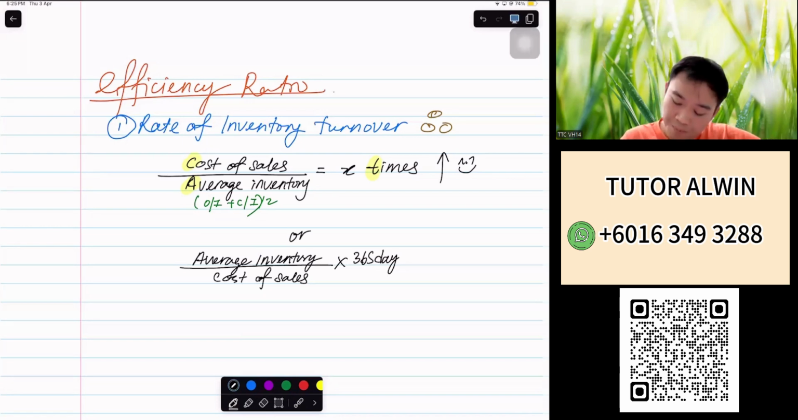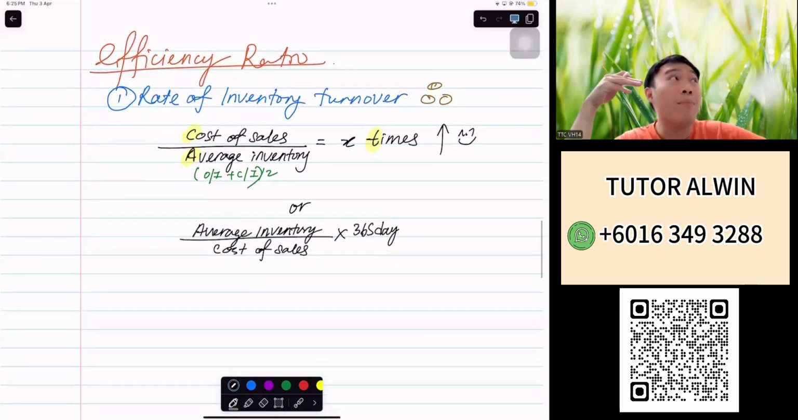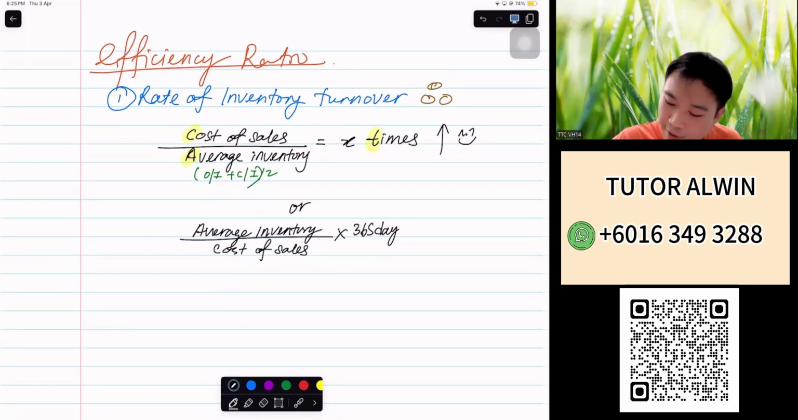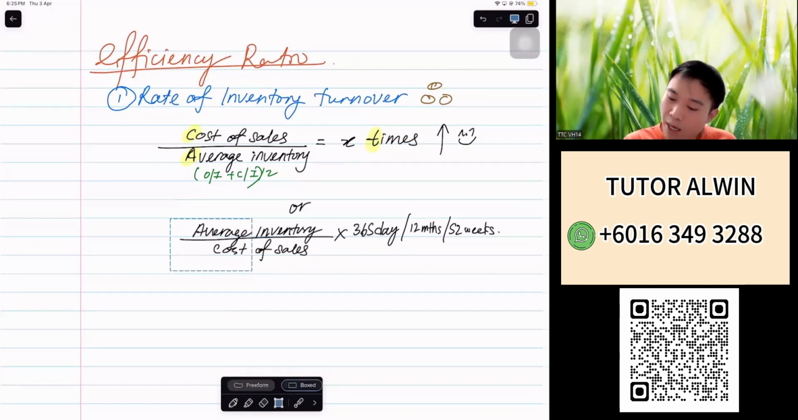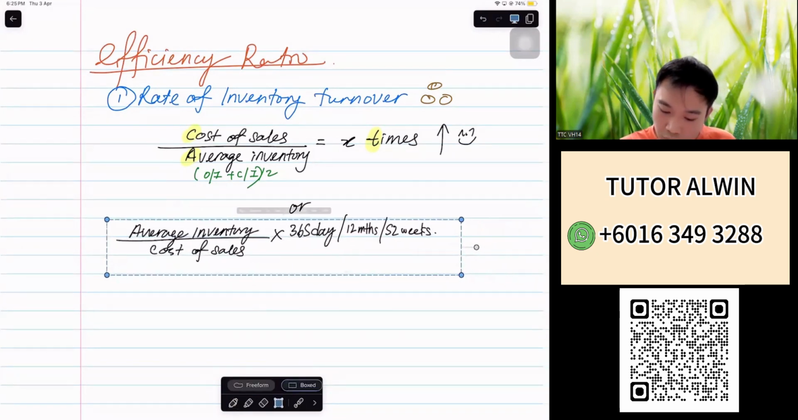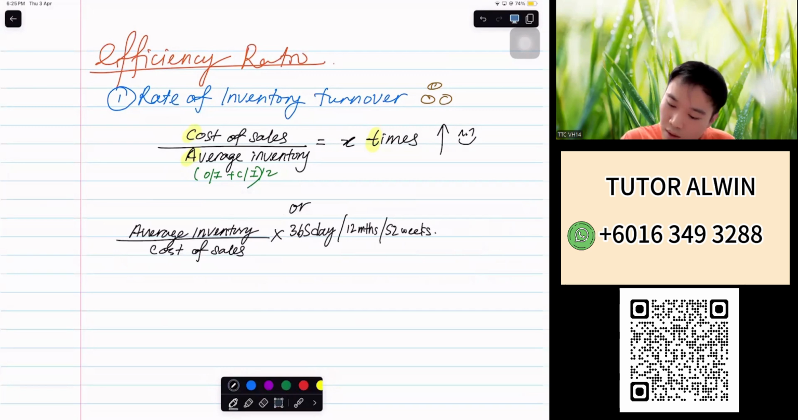Okay, sorry. We have days, we use 365. If it is months, then we use 12 months. Or weeks, 52 weeks. Only these 3. So, how many days, how many months, or how many weeks do you take to replenish your stock on average?